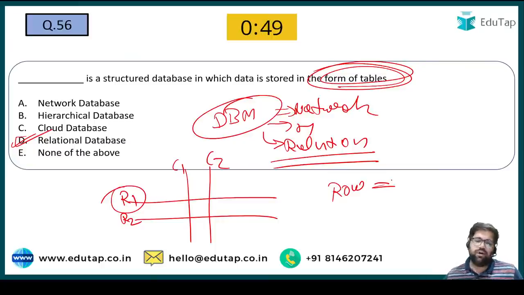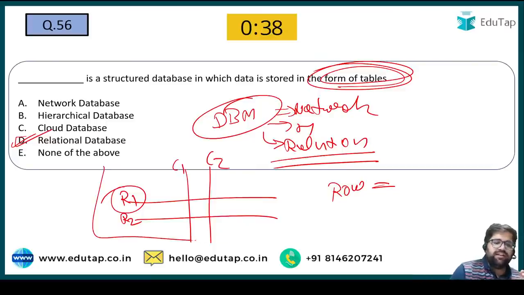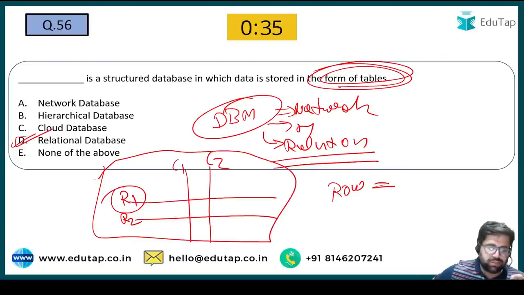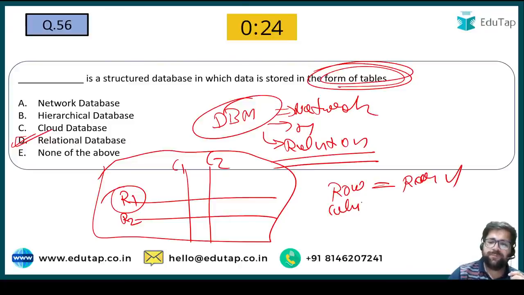Is it field or is it record? I'm giving only two options. Is it field or record? I want to finish your lecture as fast as possible. In this database management system, is a row known as a field or as a record? Yes, good, records. And what is the other name of columns? Column is known as field.